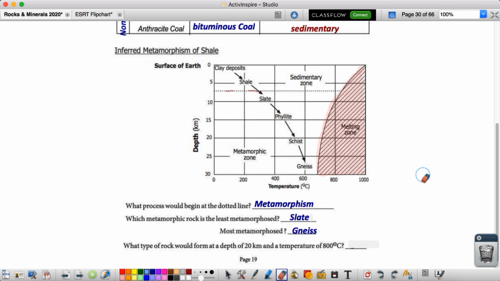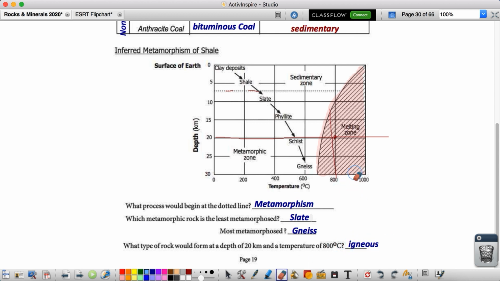And now finally, which type of rock would form at a depth of 20 kilometers and a temperature of 800 degrees Celsius? Well, 20 kilometers is along this line right here. 800 is along this line right here. They meet right there in the melting zone. So what type of rock would form from something that was in the melting zone? Well, it's not going to be metamorphic. It's going to be igneous.